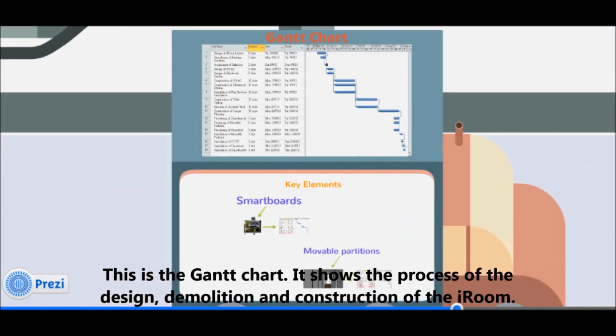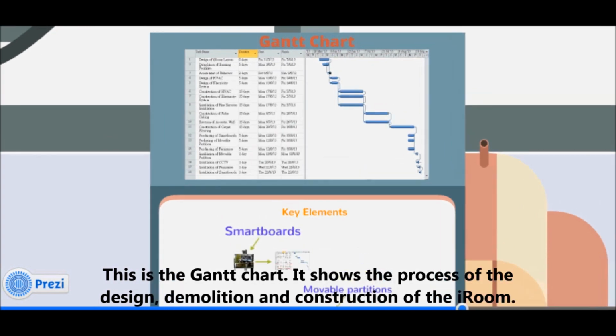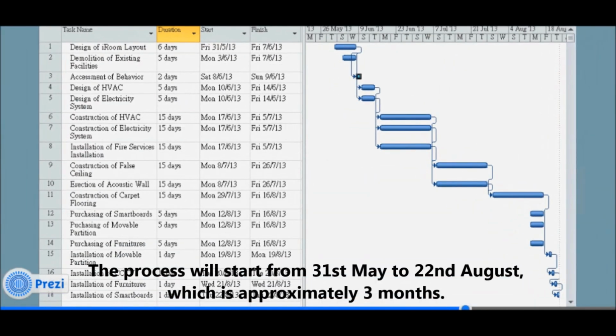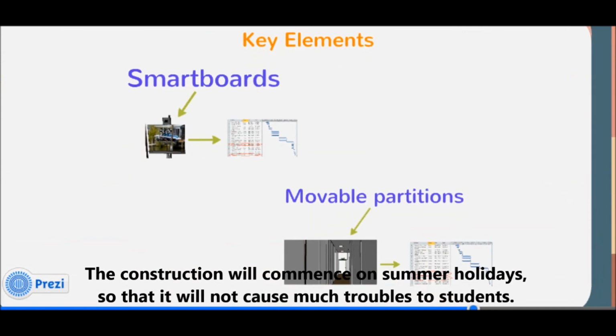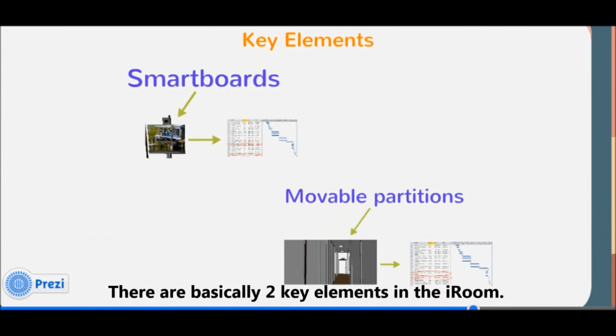This is the Gantt chart. It shows the process of the design, demolition, and construction of the iRoom. The process will start from 31st of May to 22nd of August, which is approximately 3 months. The construction will commence on summer holidays so that it will not cause much trouble to students.